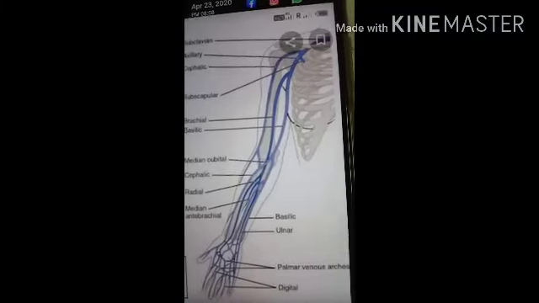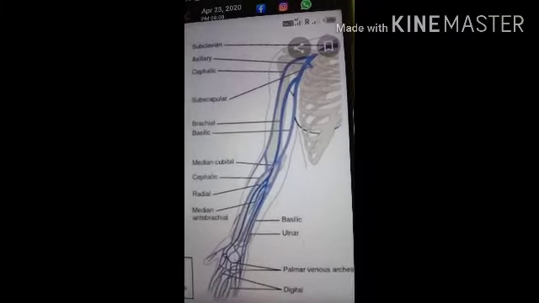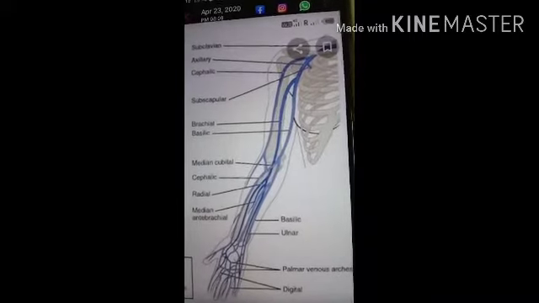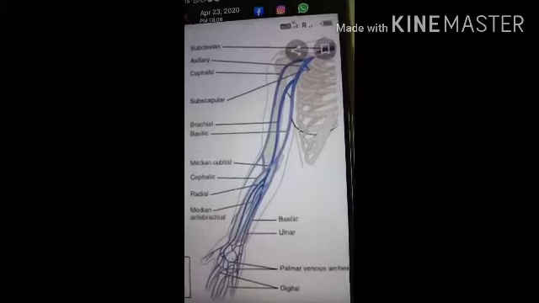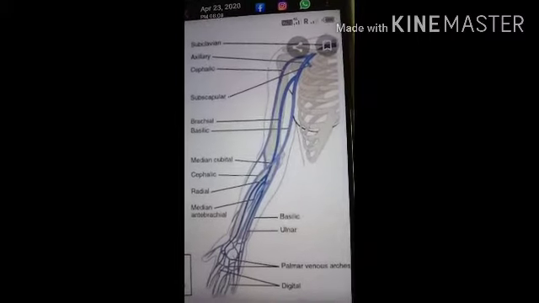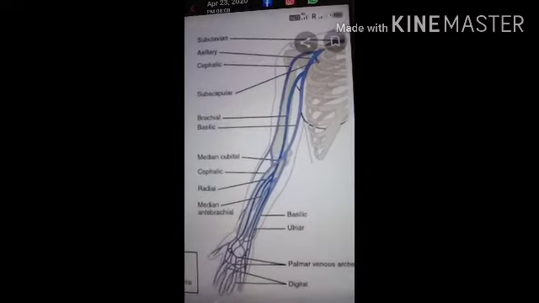So the veins of the upper limb. The veins of the upper limb divide into two groups, the deep and the superficial veins. The deep veins follow the course of the arteries. They include, from lower to upper side, the palmar metacarpal veins.